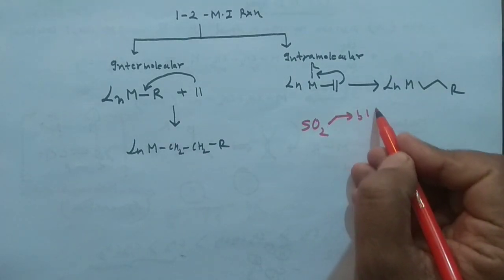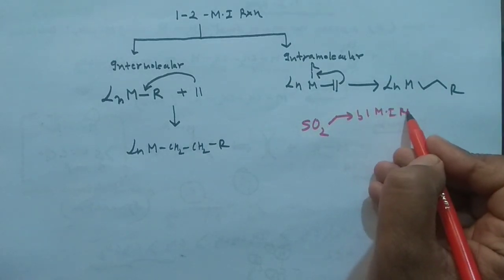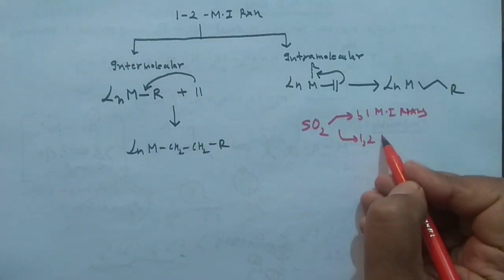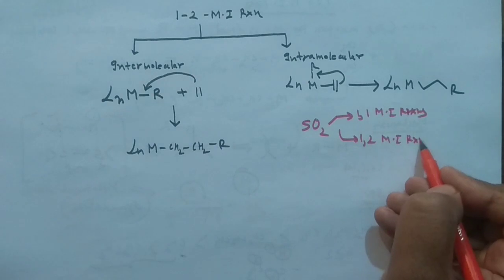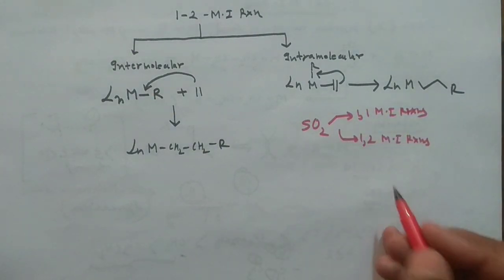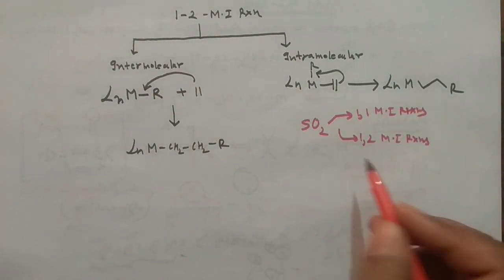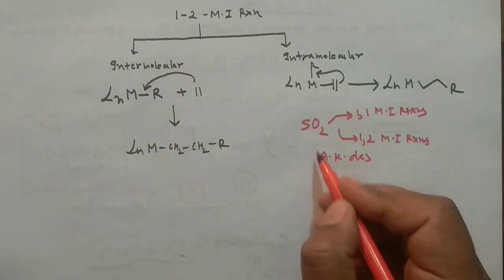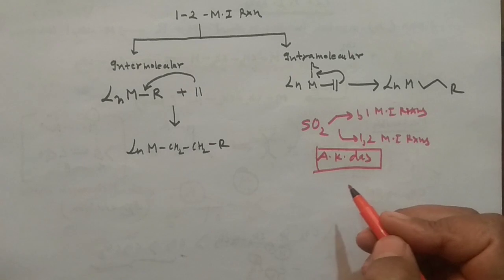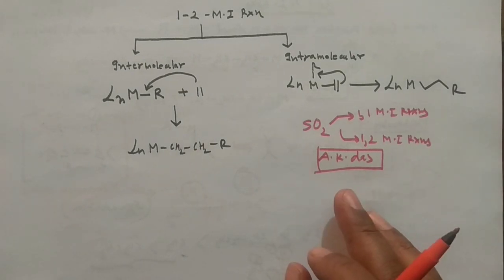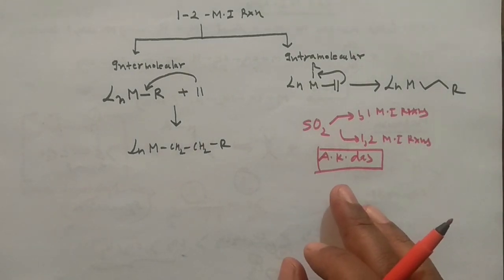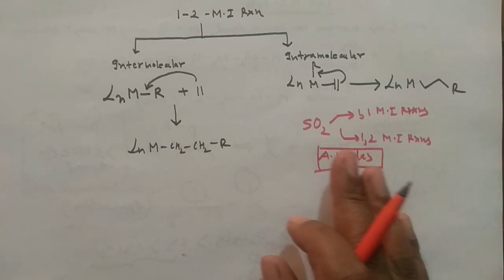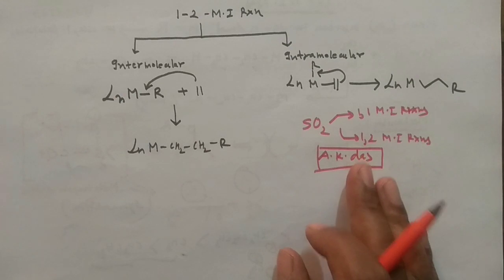It can do 1,1 migratory insertion reactions, and it can also do 1,2 migratory insertion reactions. If you want to know how the reactions are happening, you can check the book by A.K. Das. I don't remember the volume, there are 7 volumes, and I think in volume 6 you can find this particular problem. So SO2 can give you these two kinds of reactions.